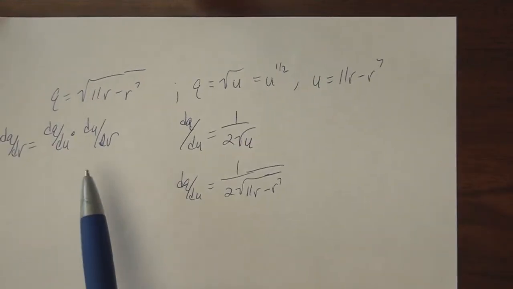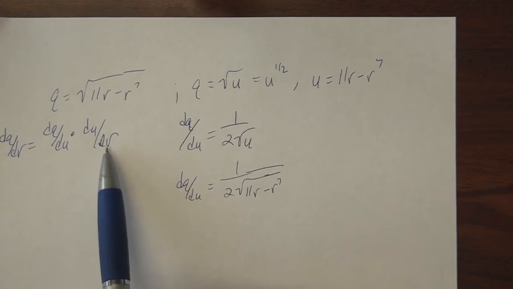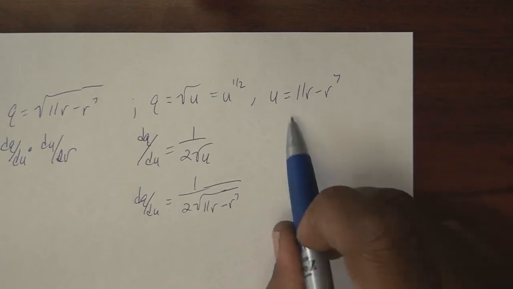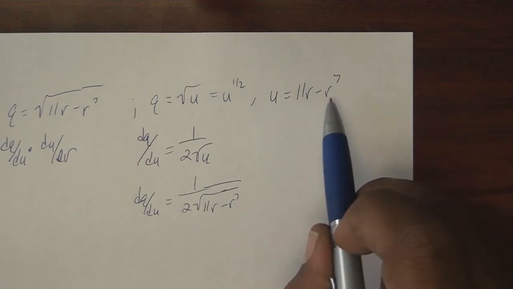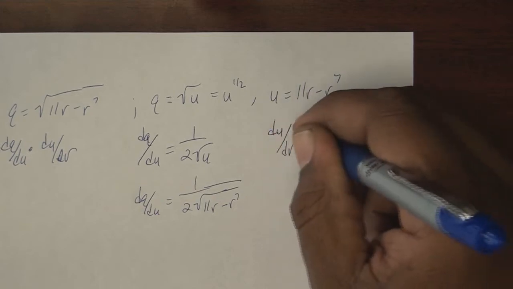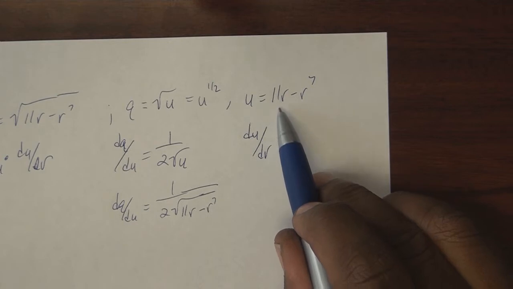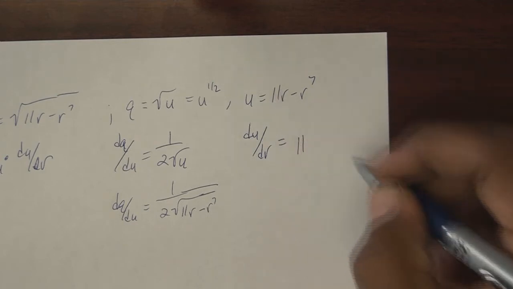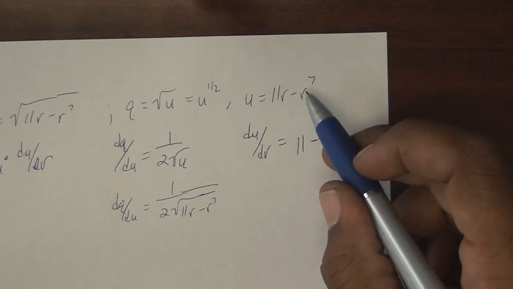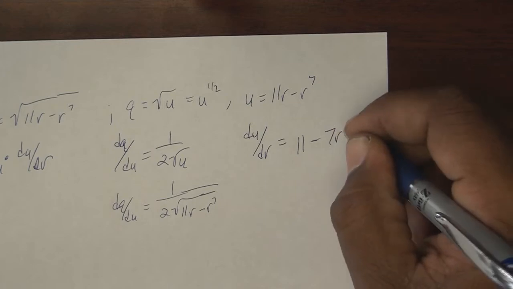Next, we'll find the next factor in our chain rule, du dr, which is the derivative for the innermost function. So I'll simply take the derivative with respect to r. So we have du dr. I'll use the power rule. The derivative of 11r is 11, minus the derivative of r to the 7th, which is 7r to the 6th power.